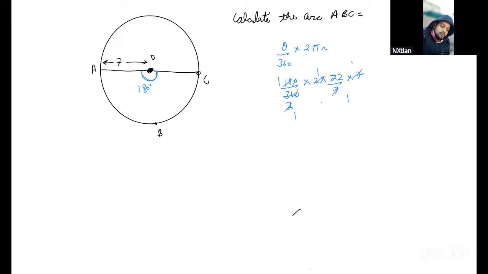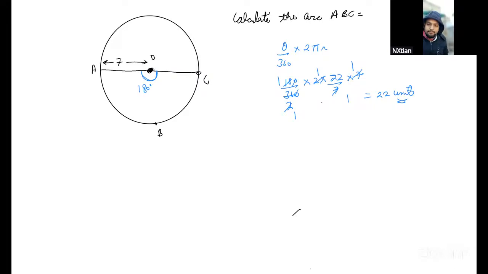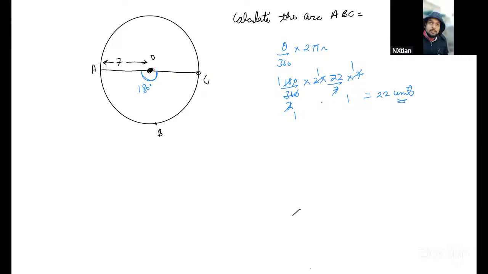So it's 22 units. Good, very good. Did you understand, Abigail? Joshua: Yes, sir, I got it now. Sam, are you there, Sam? Yeah, sir. Okay, you understood this?